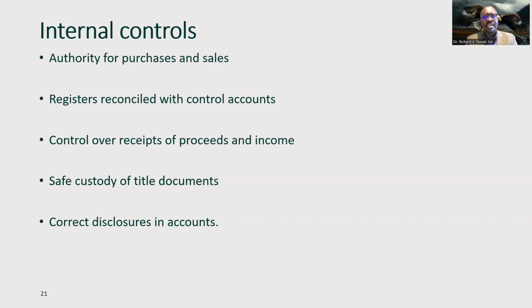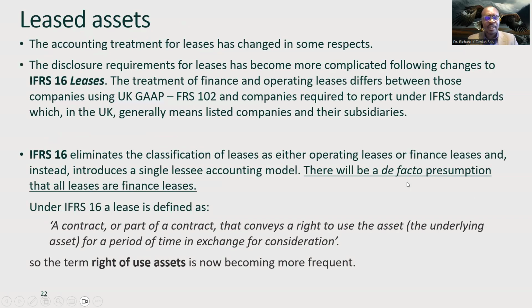Any safe custody of the title documents which cover these assets, and whether we've correctly disclosed them in the accounts. We need them. Leased assets, I wouldn't spend so much time here. So IFRS 16 comes in handy. IFRS 16 supersedes IAS 17, where all leased assets will no longer be classified as operating or finance. There will be a de facto presumption that they are all what? Finance leases.